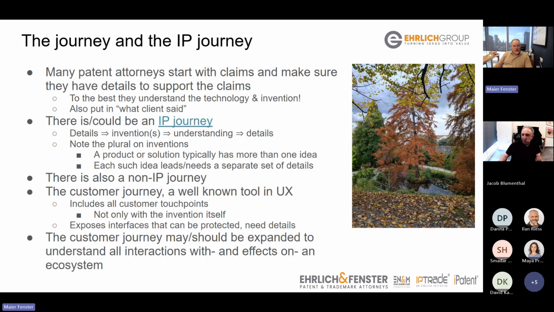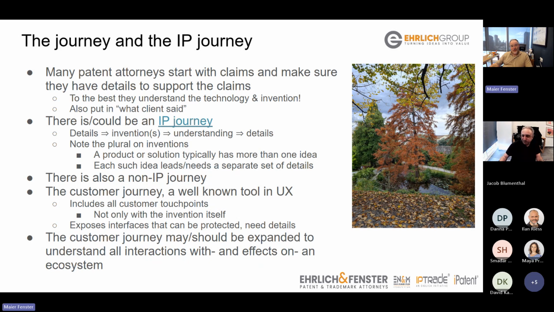There's the issue of journey, and there are two kinds of journeys that I'm going to talk about. One is the customer journey, and one is the IP journey. A common way of writing patent applications, which I alluded to regarding the scissors, is that you start with the claims, you get a disclosure, you draft the claims, you make sure that you have all of the details you need to support the claims. And if the inventor said anything else, you put it in as well, because the inventor said it, you don't want to leave it out. And without going into more detail, you have all the details you need.